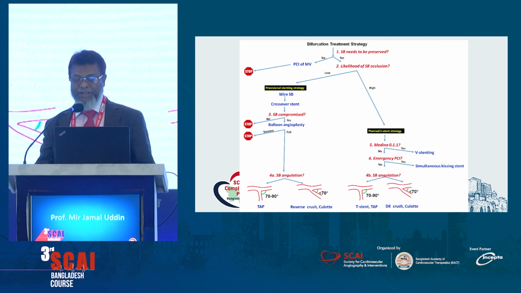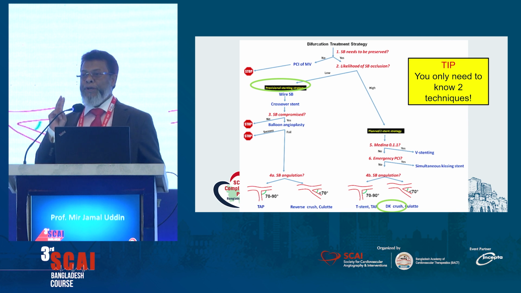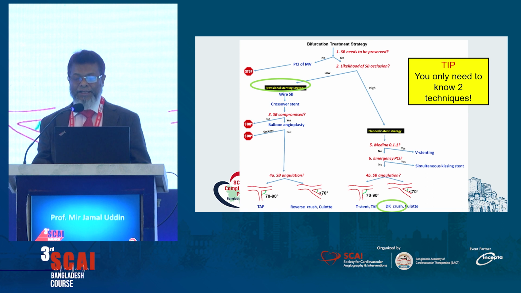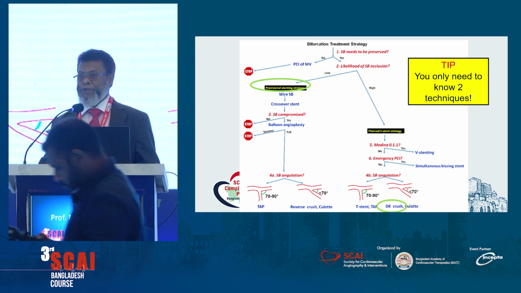simultaneous kissing, obsolete nowadays. Then what else is in our hand? In our hand is either T and protrusion or DK crush. So if I know two things, one is provisional stenting, another two techniques, either DK crush or T and protrusion, then my work is finished.